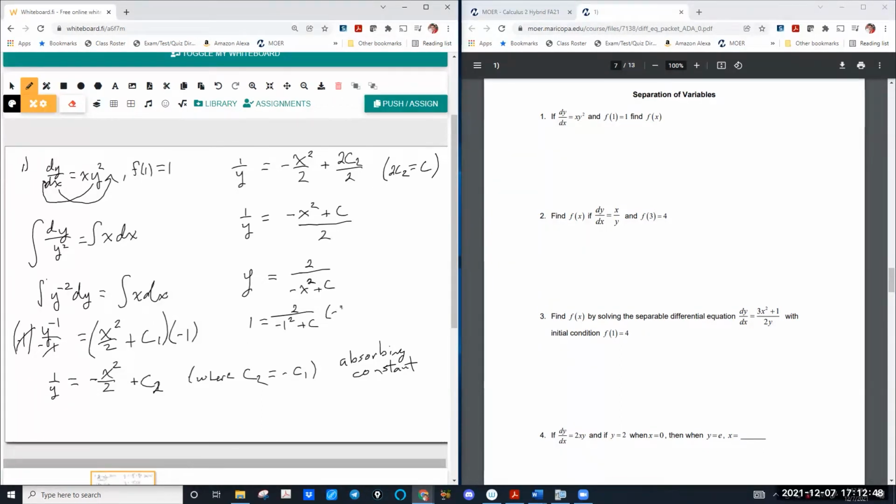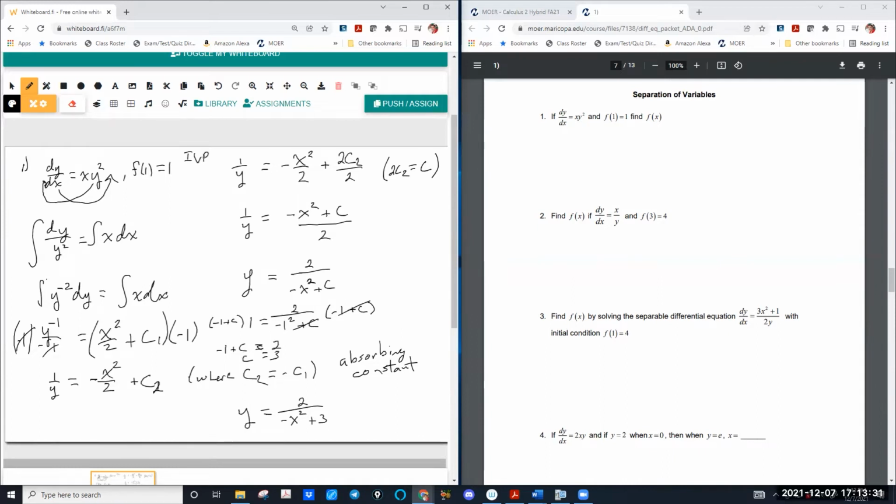Multiply both sides by negative 1 plus c, and that gets rid of the denominator. So we end up with negative 1 plus c equals 2. And adding 1 to both sides, we get c equals 3. We've got our final solution. y equals 2 over negative x squared plus 3, which is the unique solution to this initial value problem.